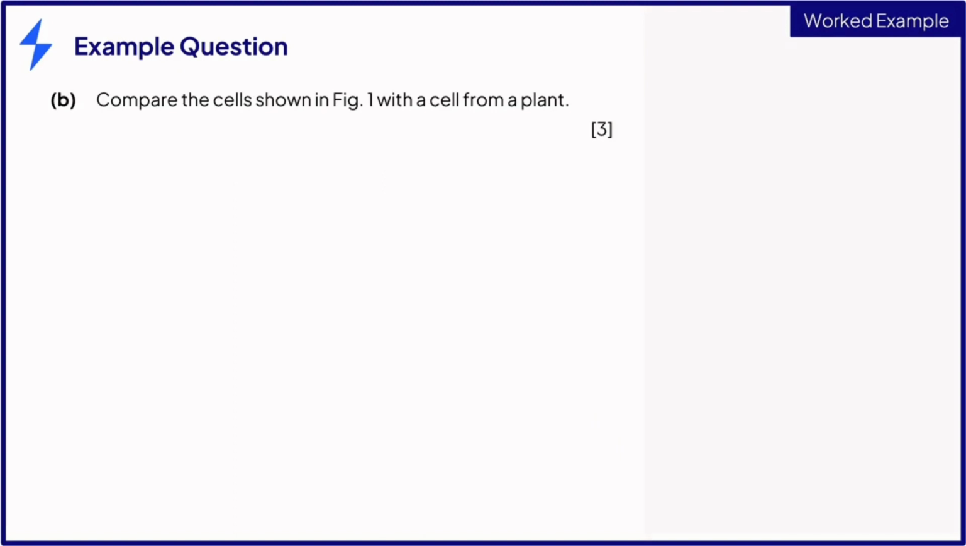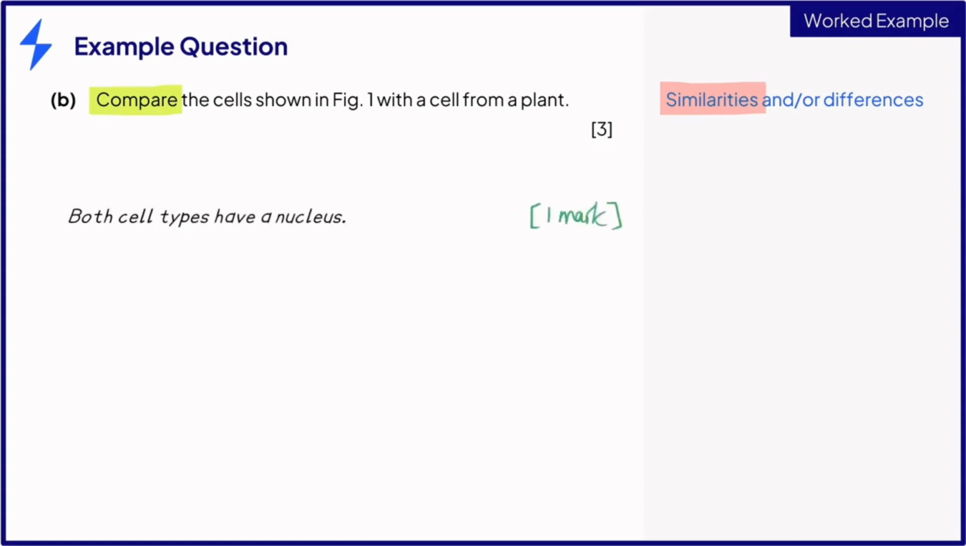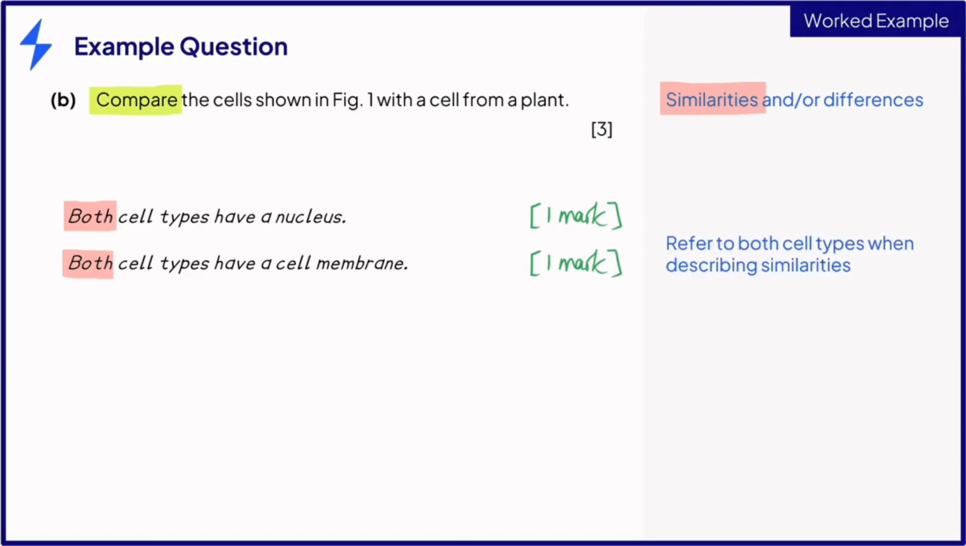In Part B, the command word is compare, meaning that we need to consider similarities and/or differences between these cheek cells and plant cells. Let's start with similarities. There are 5 that we could choose from, but it's only a 3-mark question, so we need a maximum of 2. Let's say both cell types have a nucleus and both cell types have a cell membrane. The use of the word both here shows that we are including both cell types in our comparison.